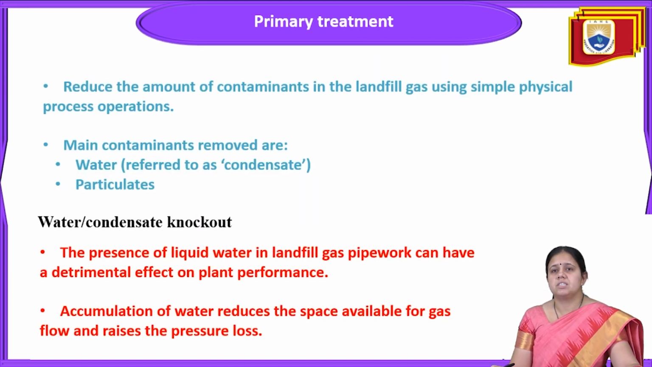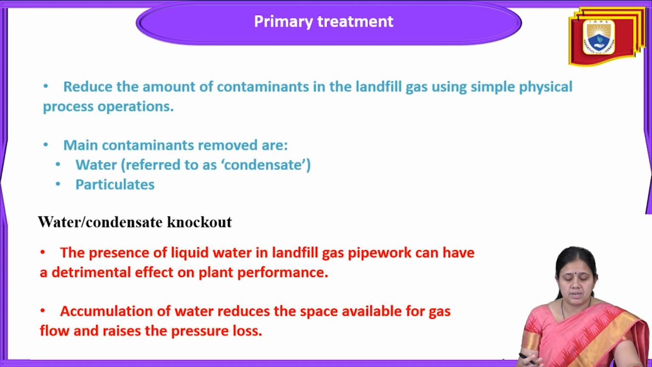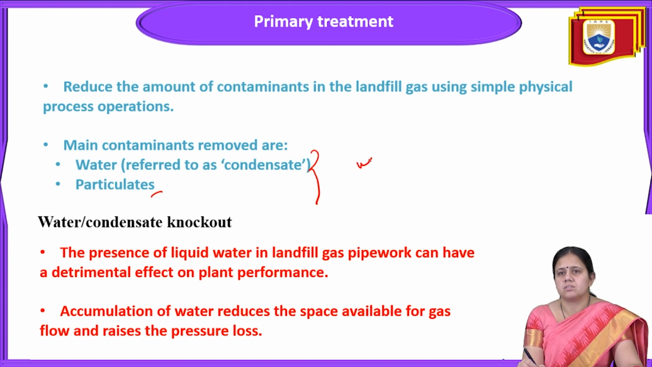Now we will discuss the primary treatment. In primary treatment, the amount of contaminants in the landfill gas is reduced using simple physical process operations. The contaminants are removed from the gas by very simple physical operations. The main contaminants involved are water and particulate matter.